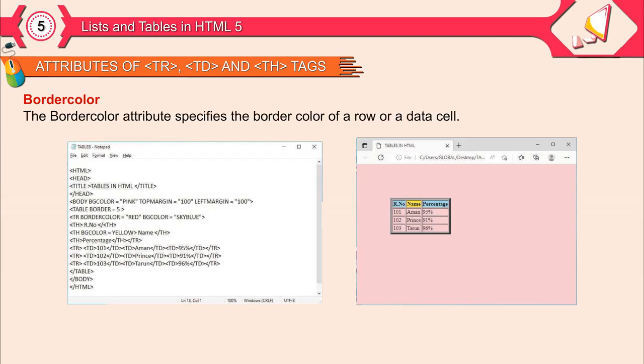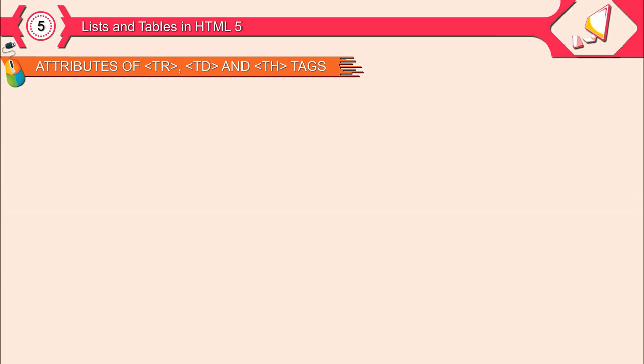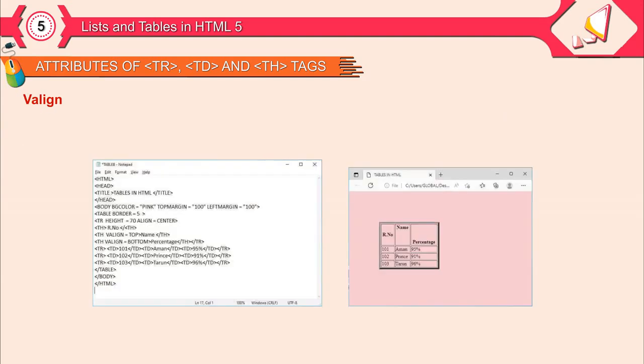Border color. The border color attribute specifies the border color of a row or a data cell. Syntax: tr border color is equal to red. Applying bg color and border color attribute. Output. Align. The align attribute specifies the horizontal alignment of the text within a cell. The value of this attribute can be left, right, or center. Syntax: tr align is equal to center.